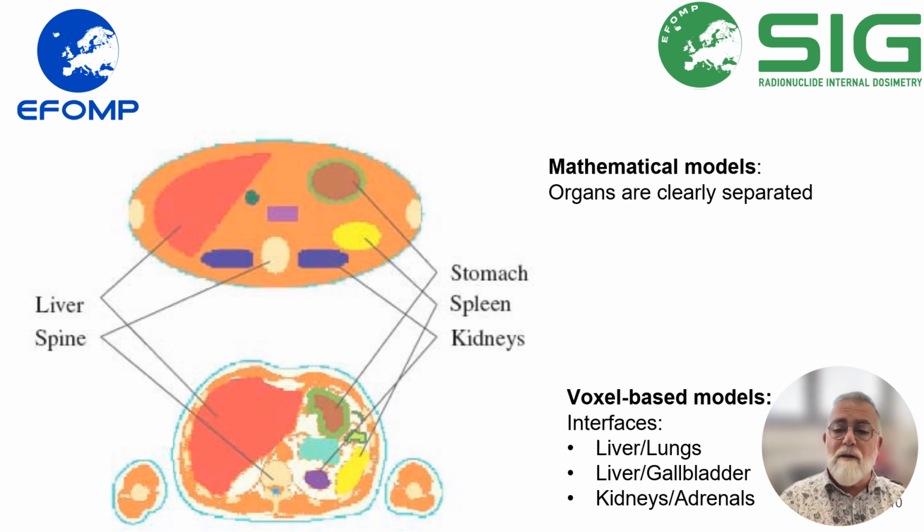But now we have voxel-based models. As you can see here, much more realistic. And because they are much more realistic, you have an interface between liver and lungs, liver and gallbladder, kidney and adrenals, and that explains why you can have some absorbed dose to the lungs delivered from the electrons that are emitted from the liver, and same for gallbladder and liver, and adrenal and kidney. You would not have that if you were using a mathematical model, okay? And that is what we're going to see now.